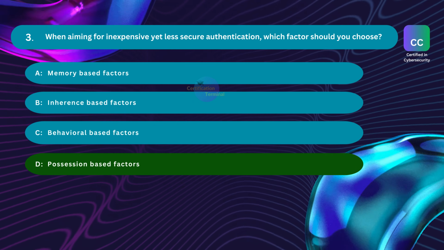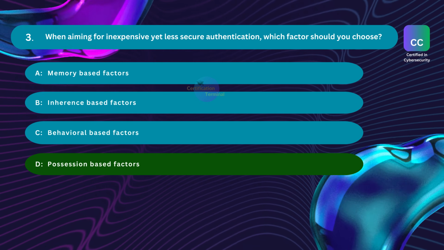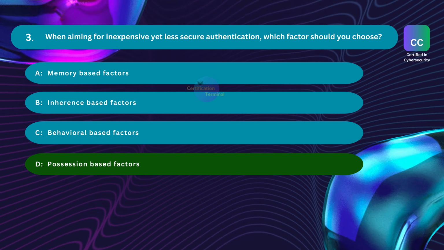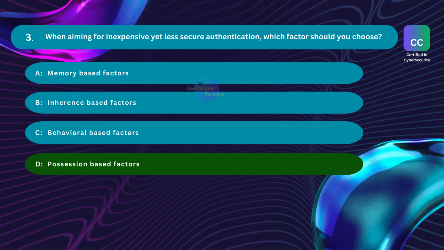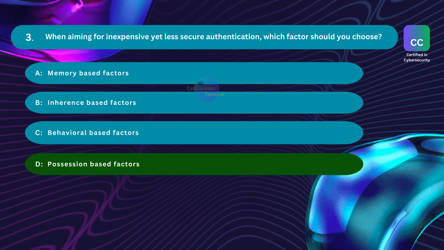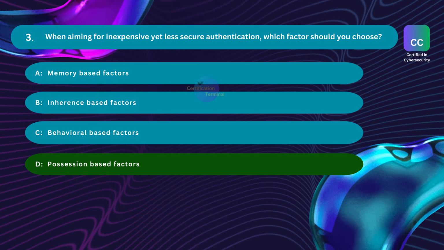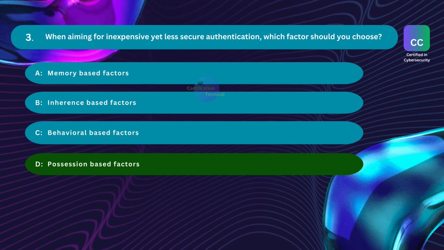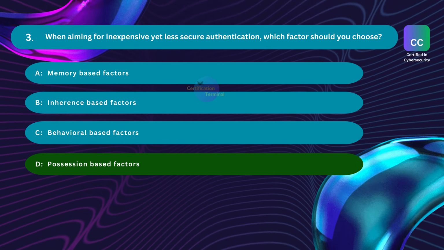Possession-based factors, these authentication factors rely on something a user possesses. Examples include physical tokens, smart cards, or mobile devices used to generate one-time passwords. Possession-based factors authenticate a user based on the ownership or possession of a specific object or token.